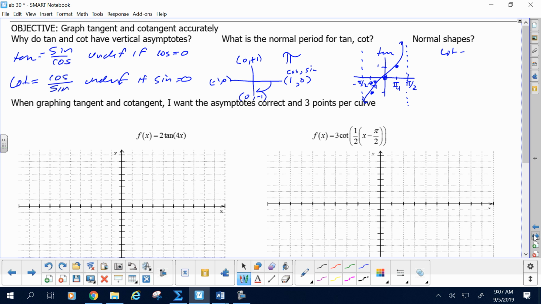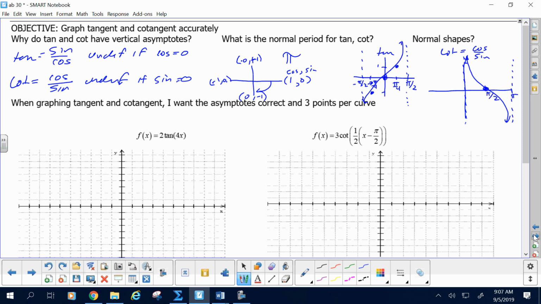Cotangent is cosine over sine. So at 0, sine is 0, so we get 1 over 0, which is undefined. At pi over 2, cosine over sine is 0 over 1, which is 0. And at pi, cosine over sine is negative 1 over 0, which is undefined. Does the shape go up to the left or down to the left? Down to the right, up to the left, it goes like this.